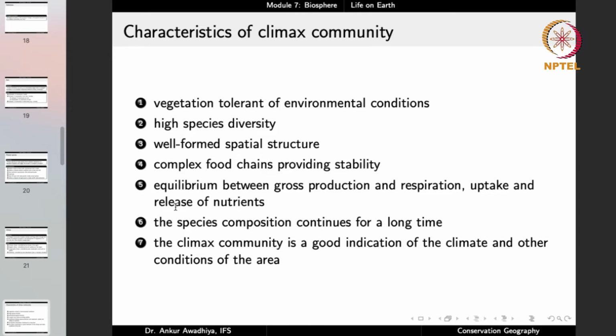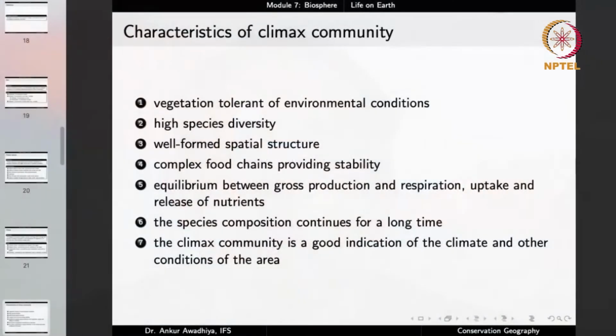So there has to be a balance. There is an equilibrium between gross production and respiration, and also an equilibrium between uptake and release of nutrients. Because of all of these, the species composition continues for a long time, which is the steady state, and the climax community becomes a good indicator of the climate and other conditions of the area.